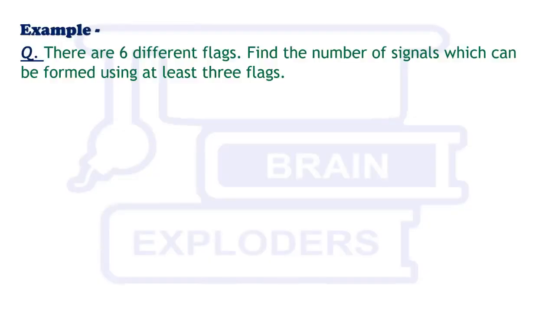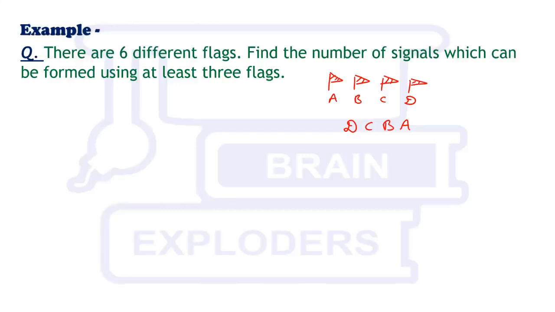There are 6 different flags. Find the number of signals which can be formed using at least 3 flags. So suppose there are flags, and when they are kept in any particular order, they form some signals. Like the flags are A, B, C, D. So it is one of the signals, and D, C, B, A is another signal. We have to use at least 3 flags.